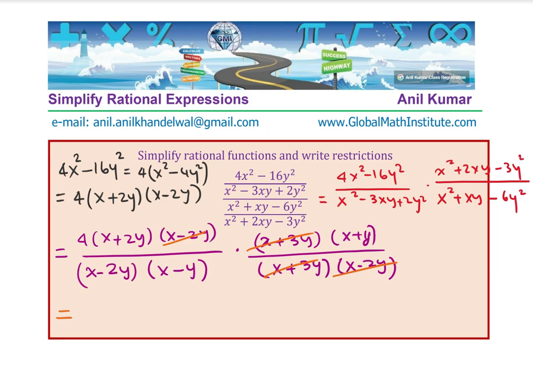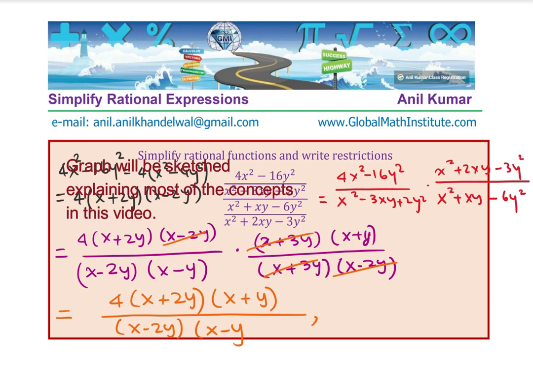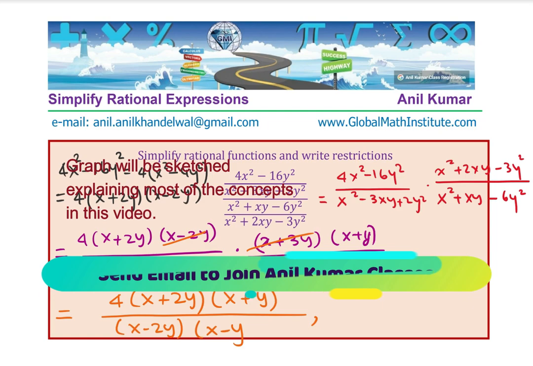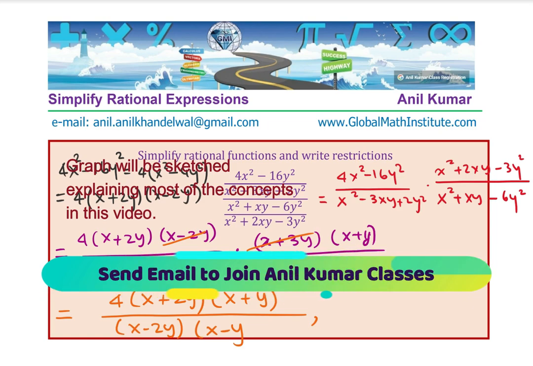And therefore, we can now write this as 4 times x plus 2y times x plus y over x minus 2y times x minus y. Clear? And we have to include the restrictions. Everything which made 0 for the denominators, and when we divide, because the whole fraction comes in the denominator, the rational expression, we have to consider both numerator and denominator for these.